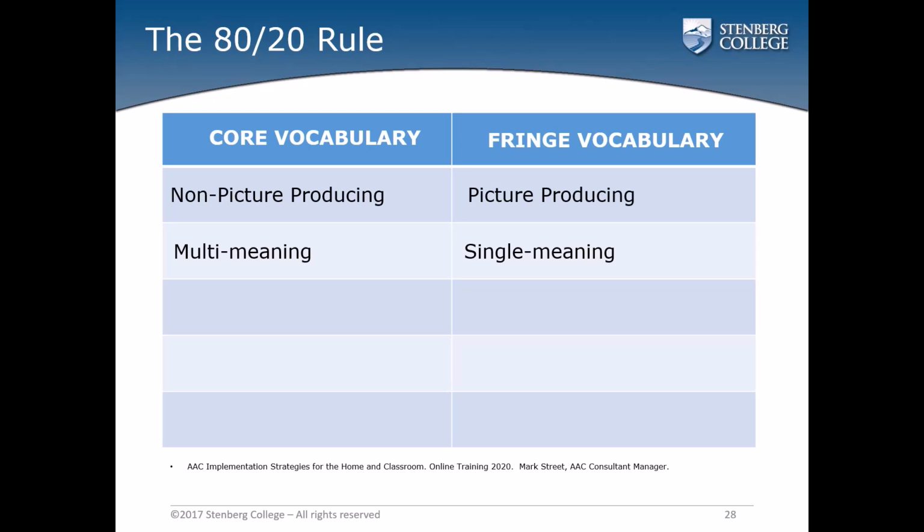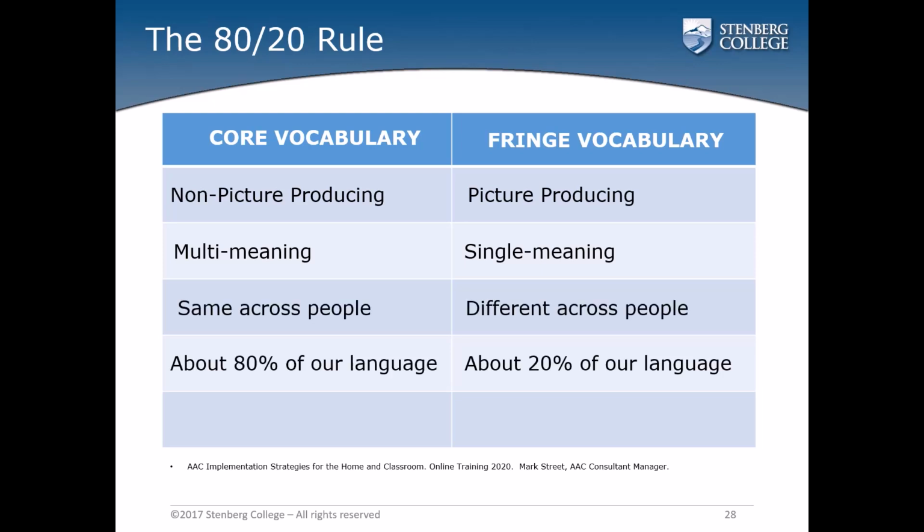Fringe vocabulary only have a single meaning. Core vocabulary are consistent across people and situations, whereas fringe vocabulary are different across people. We all have our own fringe vocabulary that are important in our own lives. Core vocabulary consists of verbs, pronouns, adjectives, and question words, whereas fringe vocabulary consists of nouns.